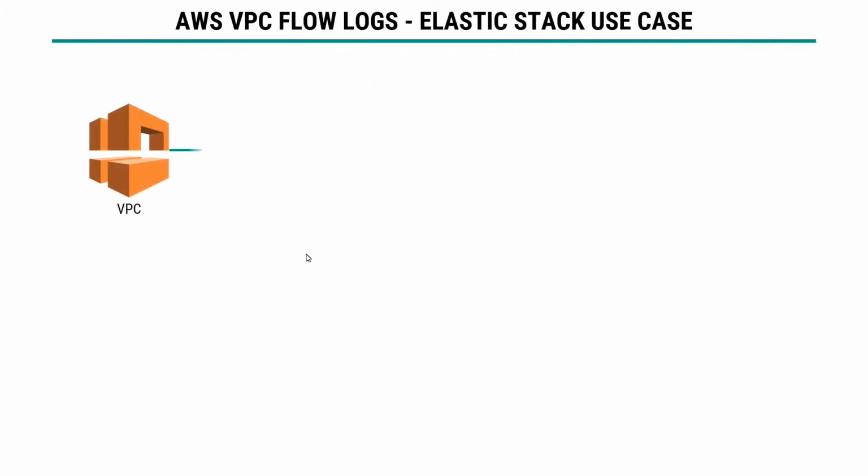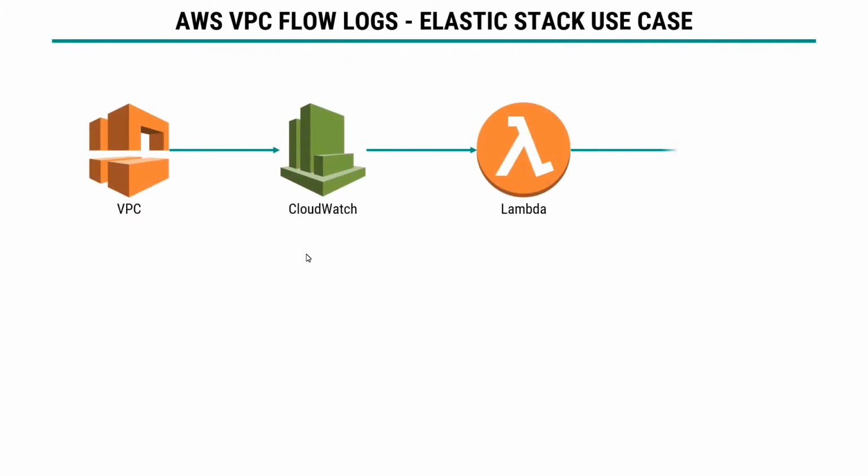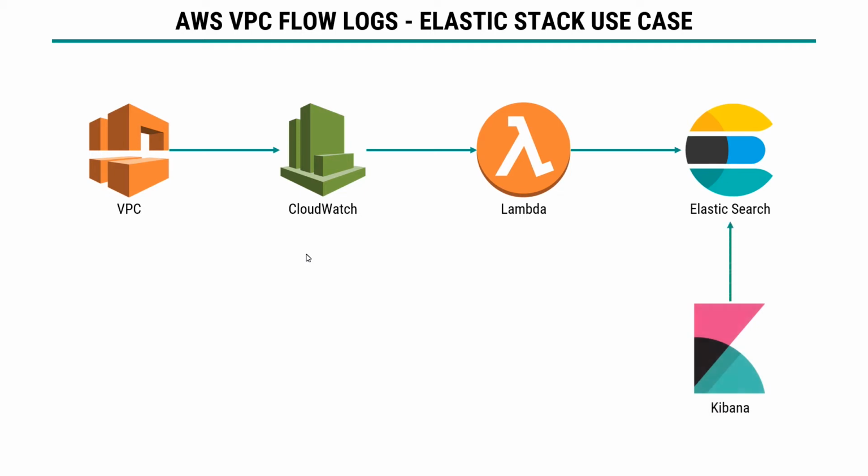This is a pictorial representation of what we'll be doing today. So we have a VPC on which we have enabled flow logs, and these flow logs will be pushed to AWS CloudWatch. On the CloudWatch log group, we'll create a subscription to a Lambda function, which will be automatically created when we create a subscription. This Lambda function is responsible for sending the logs to Elasticsearch. And we'll be using Kibana to view those logs and create our visualizations and dashboards. Now let me show you how to do this.